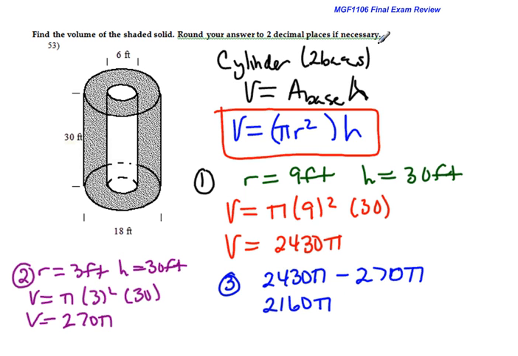But looking again, this is round your answer to two decimal places if necessary. So we're going to use the 3.14 for pi. So my approximate answer, 6,782.4. And again, this is volume, so it's feet cubed. First step, volume of the outside cylinder, which is here in red. Second step, volume of the inside cylinder. Last step, subtract the two and round if necessary.